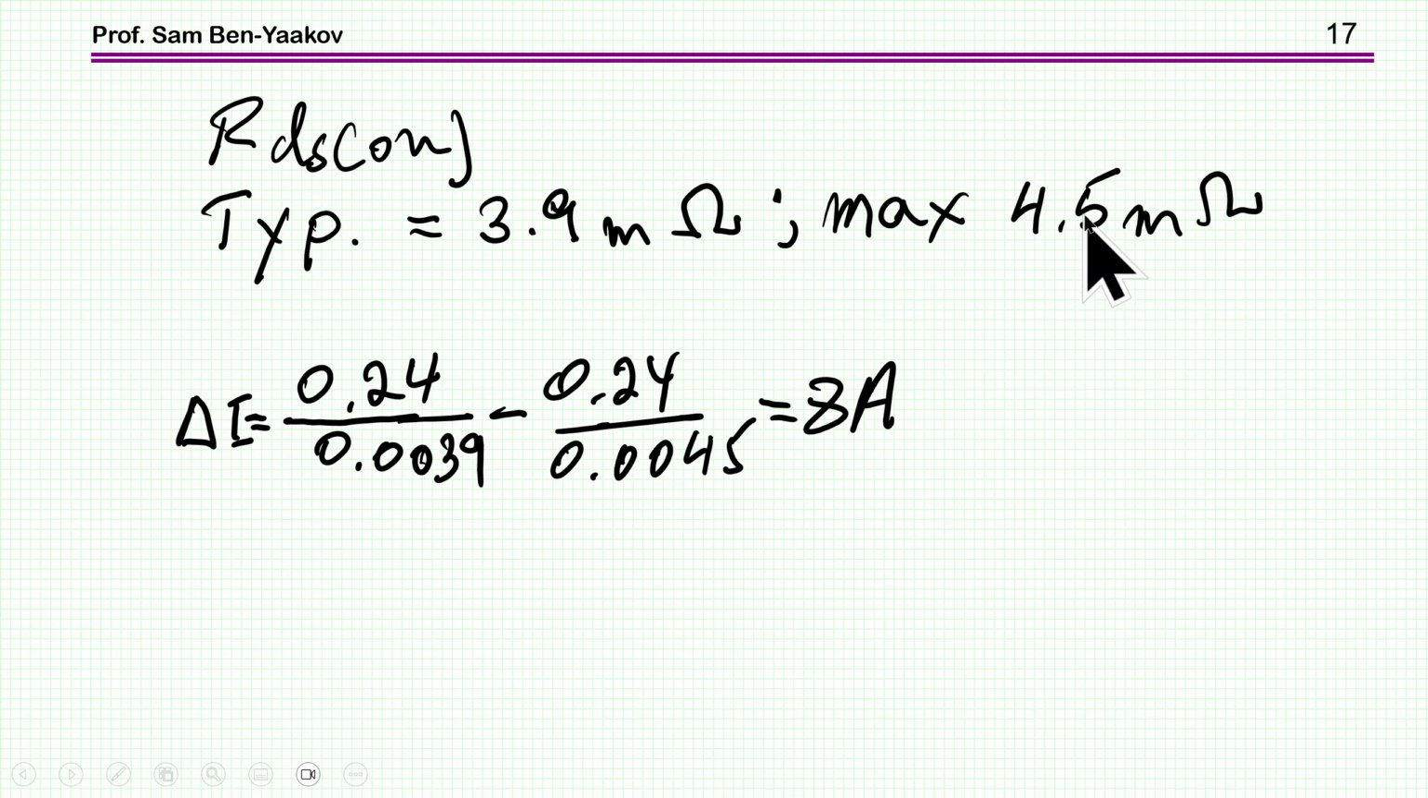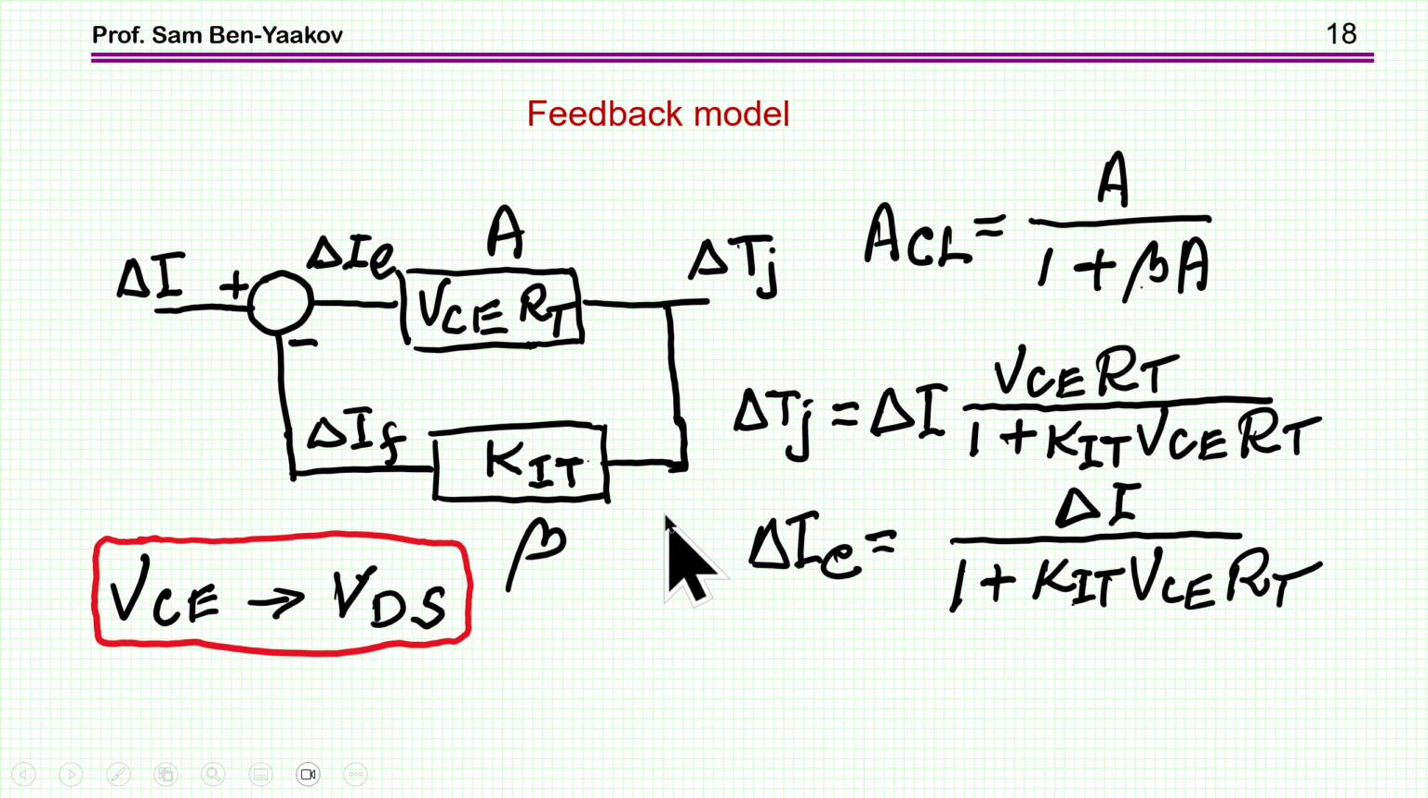Maximum value is 4.5 milliohm. So at 25 degrees, the delta I will be 0.24 VCE divided by 3.9 milliohm, and then divided by 4.5, and the difference is 8 amp. So due to the change between the typical and the maximum value of the RDS(on) at a voltage of 0.24, I have 8 amp. So now I have exactly the same situation here.